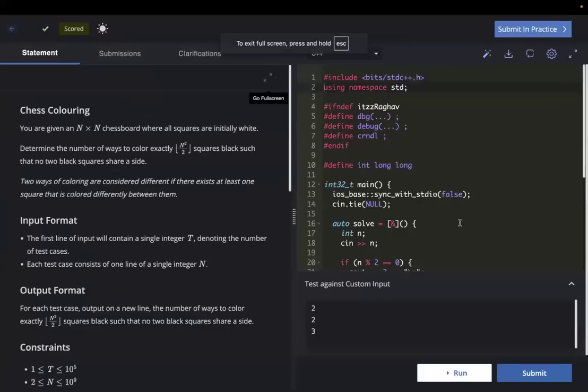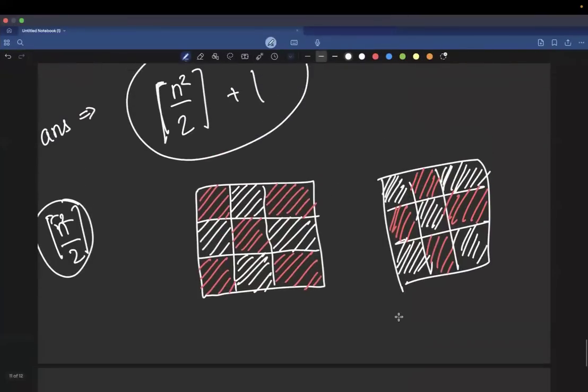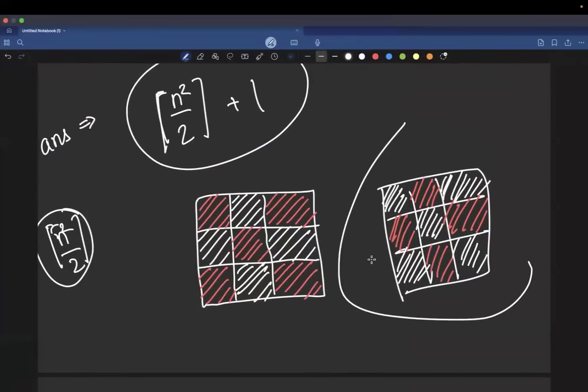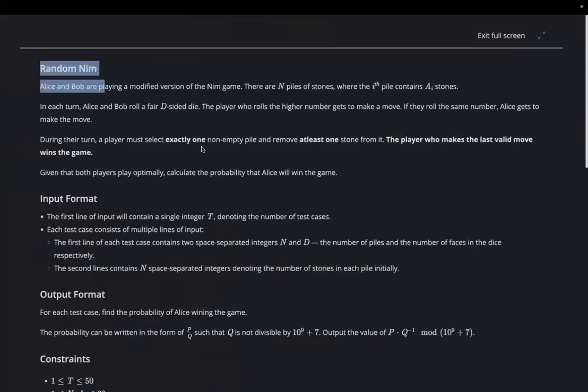Oh yeah, first of all, let's look at the code. I'm just taking the input and then printing. If n is even, then I'm printing 2. If n is odd, then I'm printing (n square plus 1) by 2. Basically, this would be the ceil of n square by 2, and plus 1 for this combination. Fine. So let's look at the next problem. Random Dice.